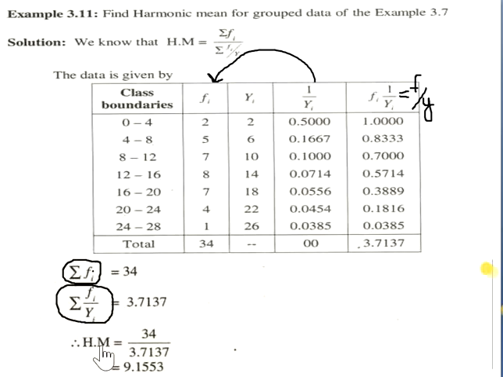So in the harmonic mean, we now simply put in the values: sum of f divided by sum of f by y, 34 on top and 3.7137 below. So the answer is 9.1553. This is the harmonic mean. I'm sure it is clear to all of you. Alright, so this was the example for group data, and we have discussed two examples for ungrouped data.